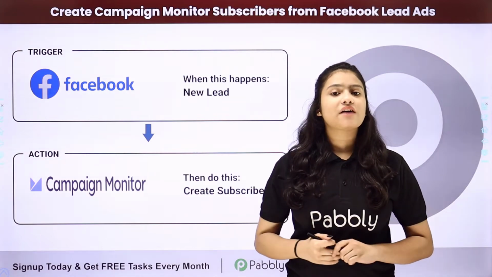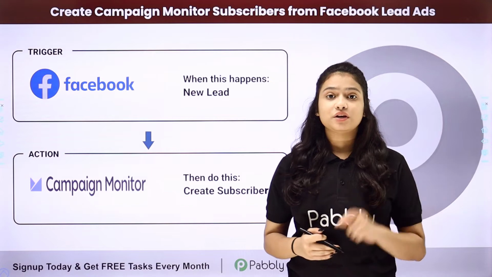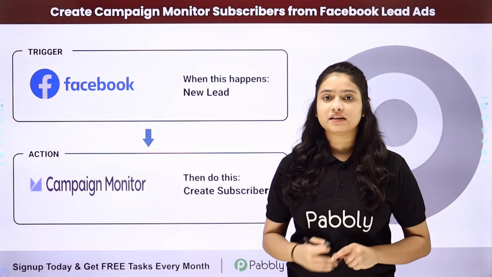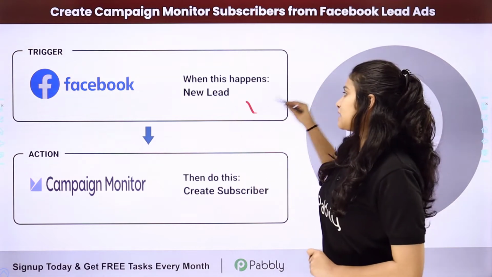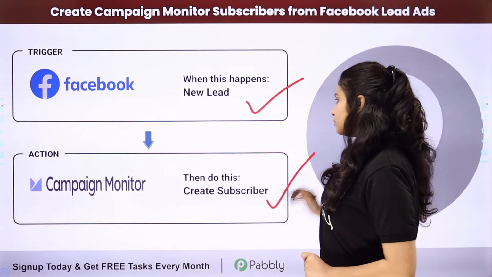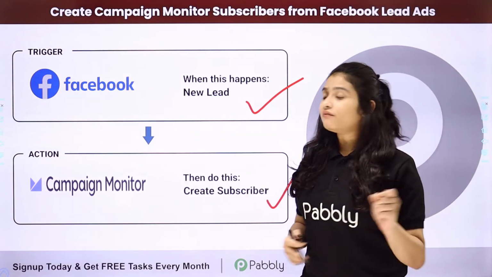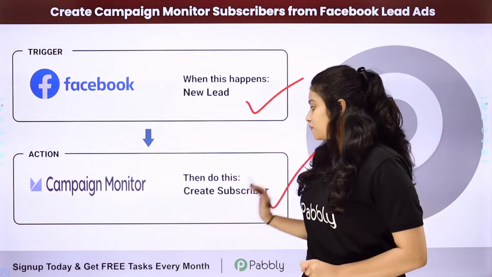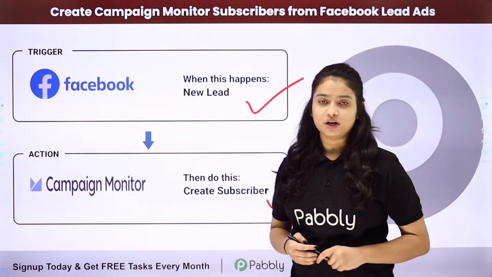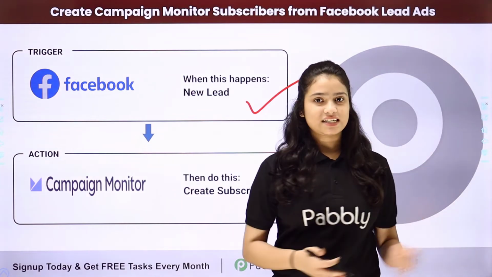Because they do not have any kind of native integration between them, we are going to use an automation and integration software, Pabbly Connect, in order to connect them. We have Facebook Lead Ads in our trigger and Campaign Monitor in our action. We will connect both of them in such a way that whenever a new lead is generated through Facebook Lead Ads, automatically a new subscriber will be created in our Campaign Monitor. And in order to learn the entire process step by step, let me take you all to my screen.